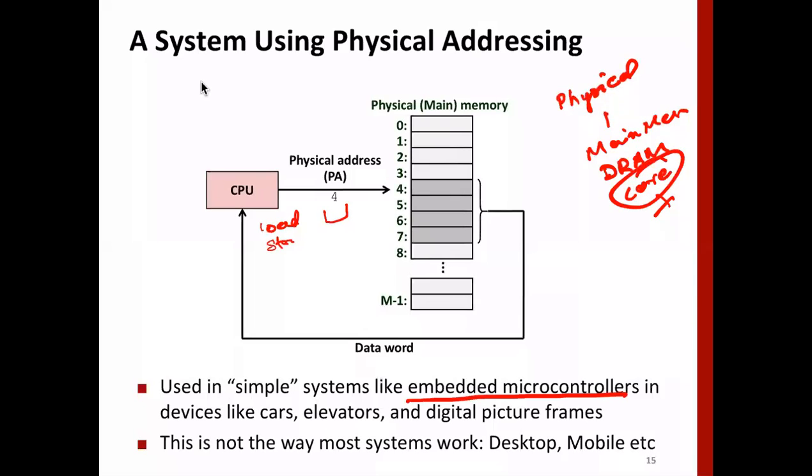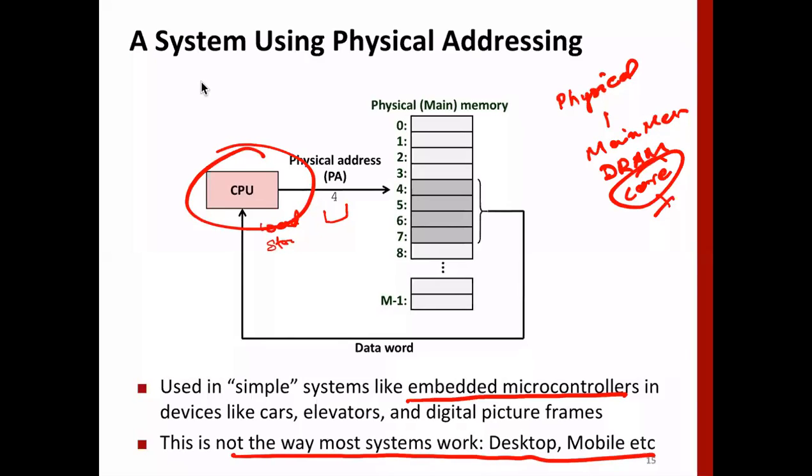If it is just one application that's running, like an embedded system, which is generally designed for one application, it's very simple. All the control is with the CPU, and it knows what can be loaded where and so on. But that's not the way most systems work today.